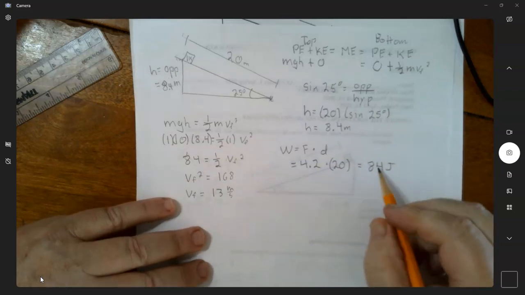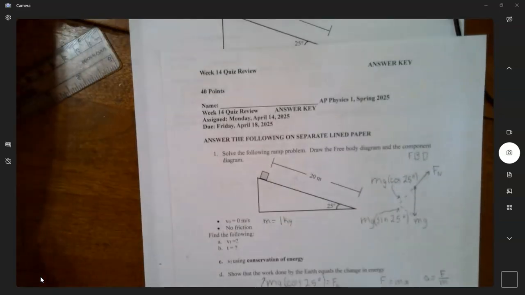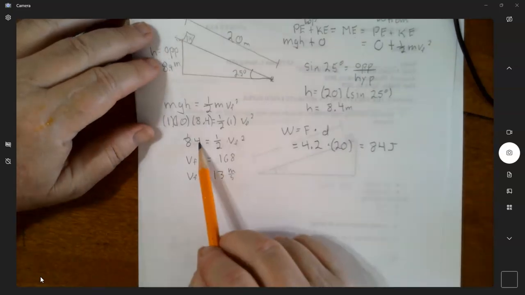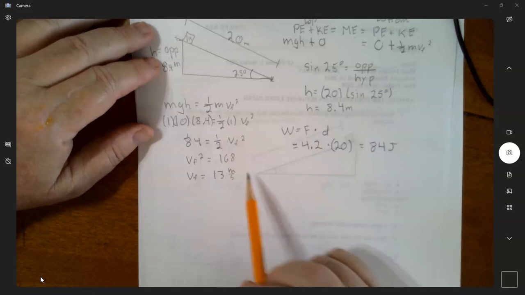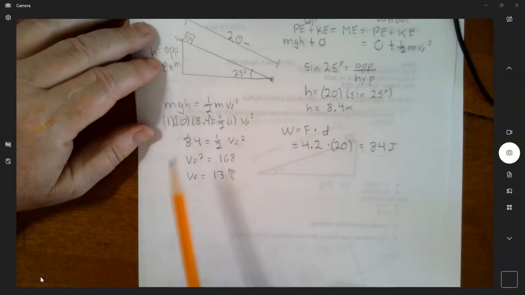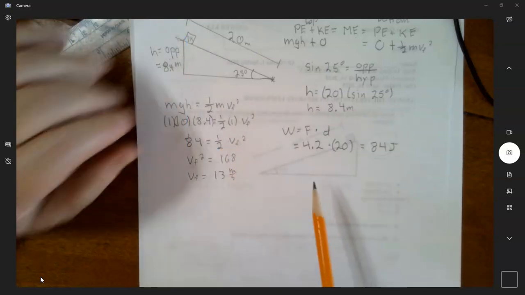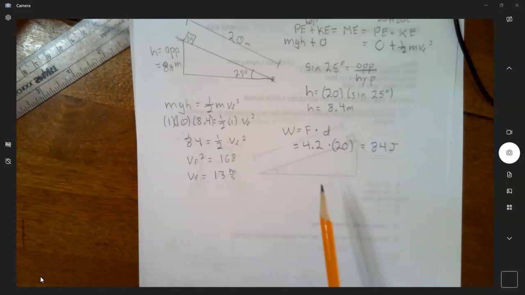It's the work done by the Earth on the box. And that is what we got. Okay, and that's what we got right here, 84 joules. So the potential energy went from 84 down to 0. That's the amount of work done. Or the kinetic energy went from 0 up to 84. You can use either one, and that is the amount of work done by the Earth. So that's that problem right there.